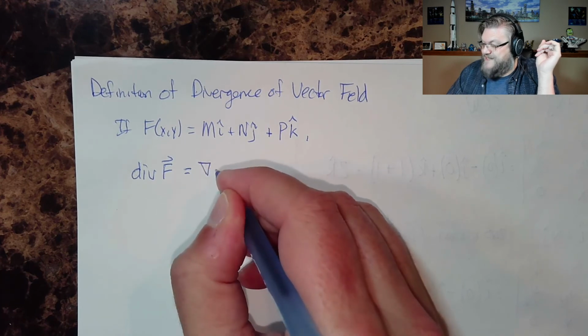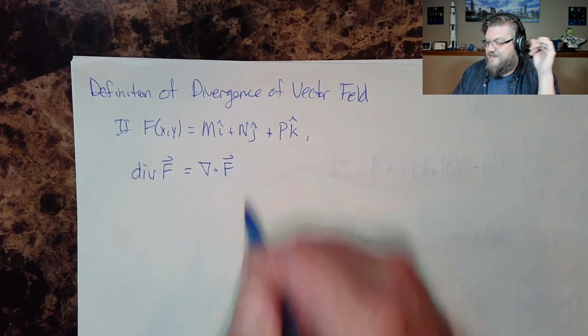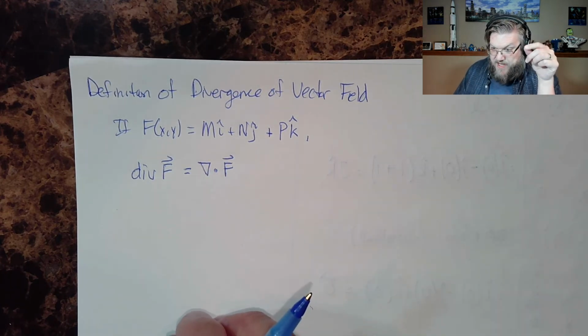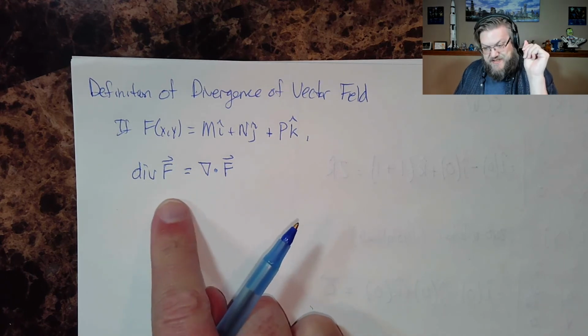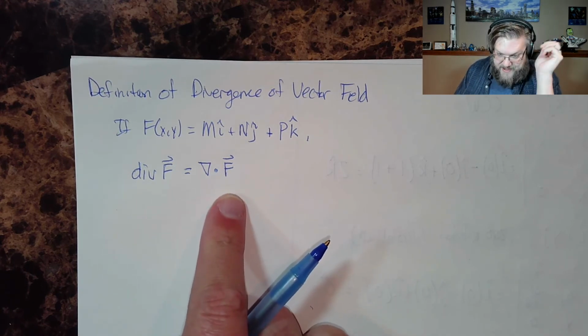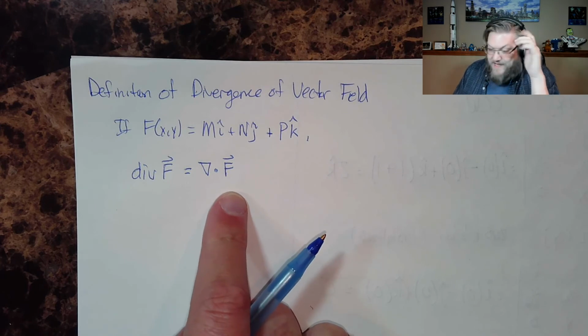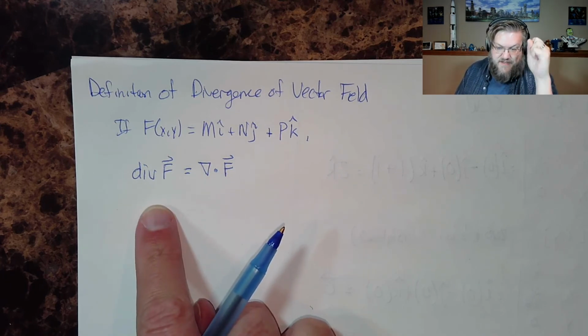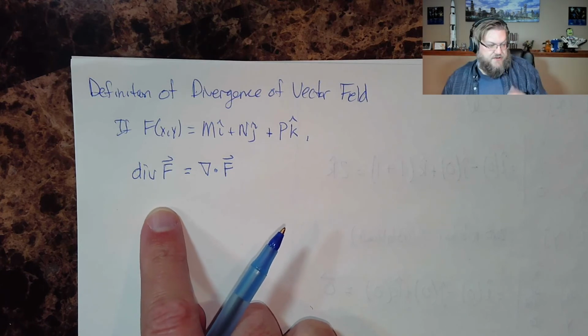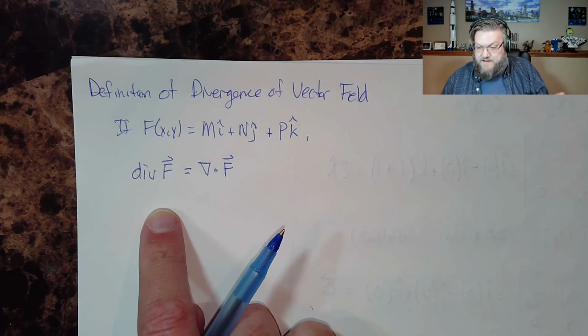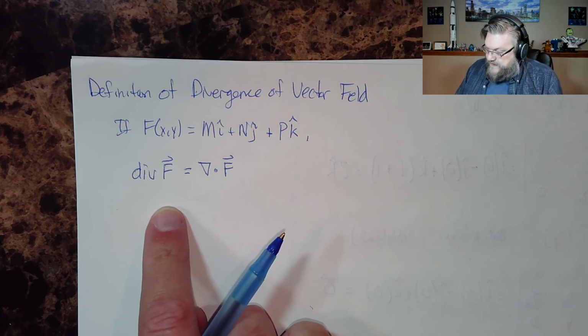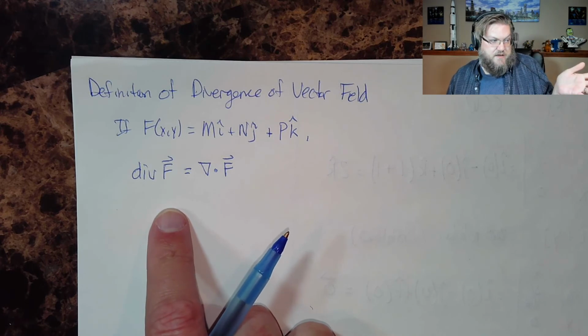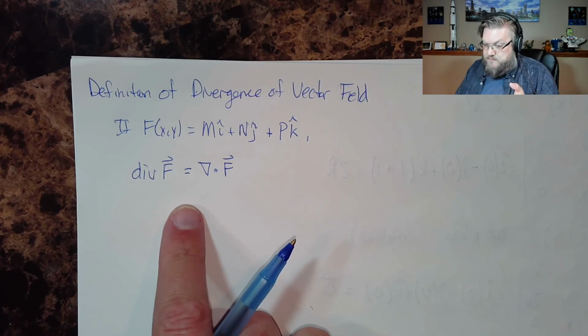It's del dot f. Remember how curl was associated with cross product? It looks like divergence is associated with dot product. That means that the divergence is going to be a scalar function and not a vector. So the curl of a vector field is a vector, and the divergence of a vector field is a scalar, because one's associated with cross product and the other's associated with dot product.